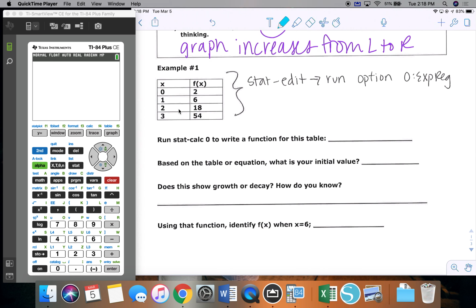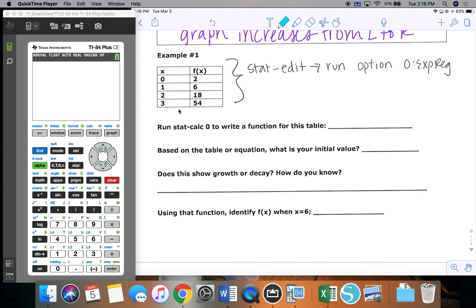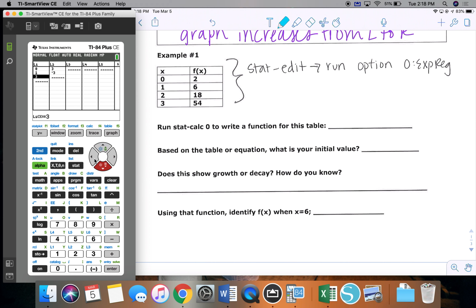So example 1, they've given us a table and they want us to run StatCalc 0. So I'm going to go to Stat Edit and I'm going to type these in. So 0, 1, 2, 3. Remember, I click enter between each entry. 2, 6, 18, 54. So here's my table.